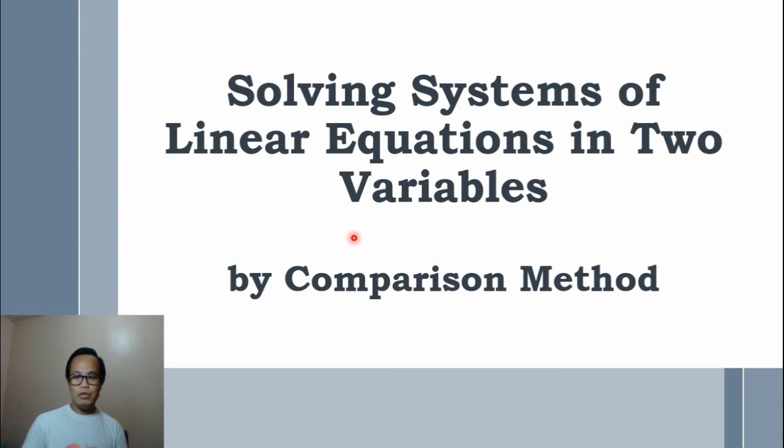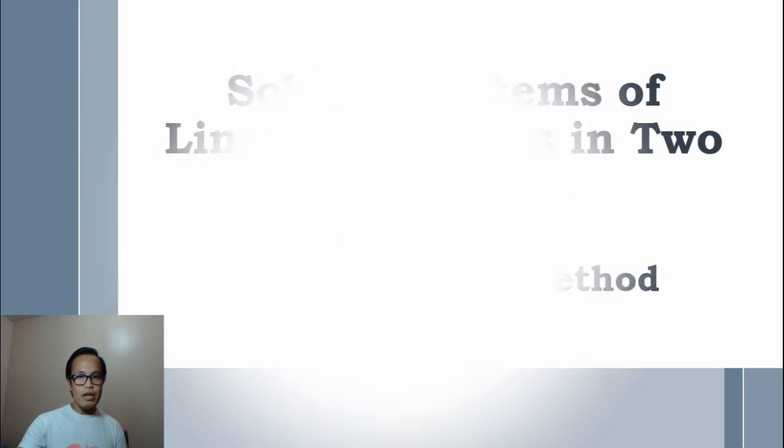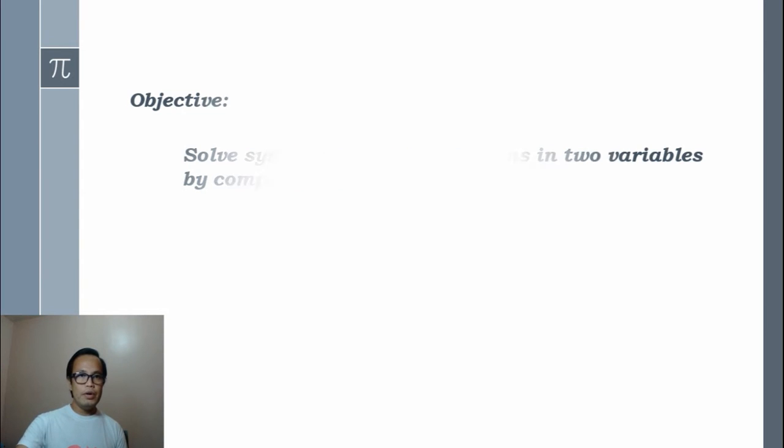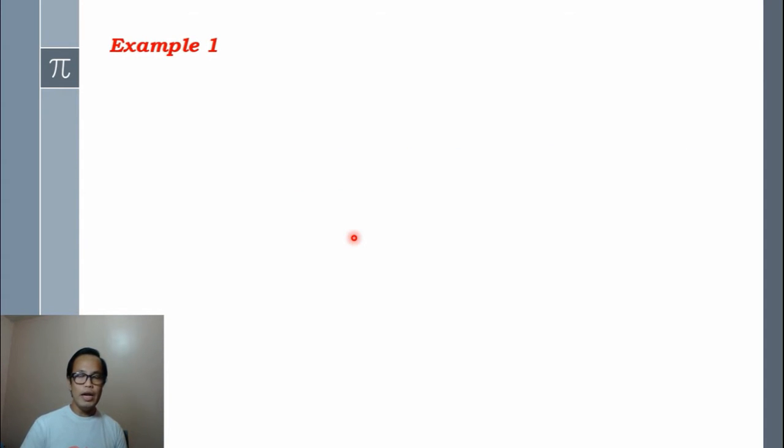Before we proceed to our examples, let us have first this objective. At the end of this video, you should be able to solve systems of linear equations in two variables by comparison method. So how do we solve systems of linear equations in two variables by comparison? Let us proceed to our example number 1.